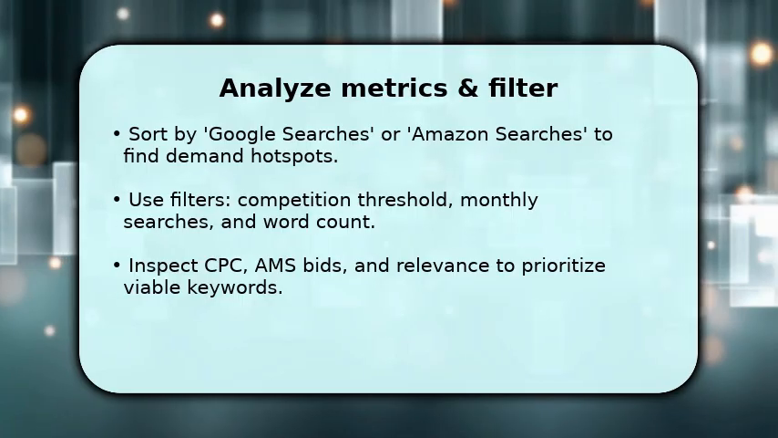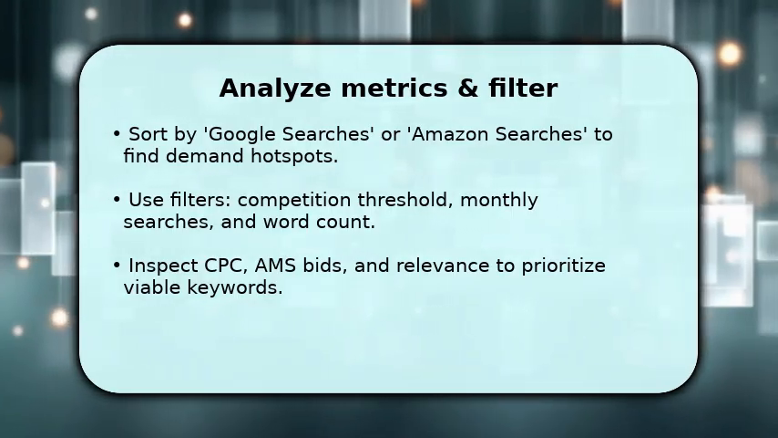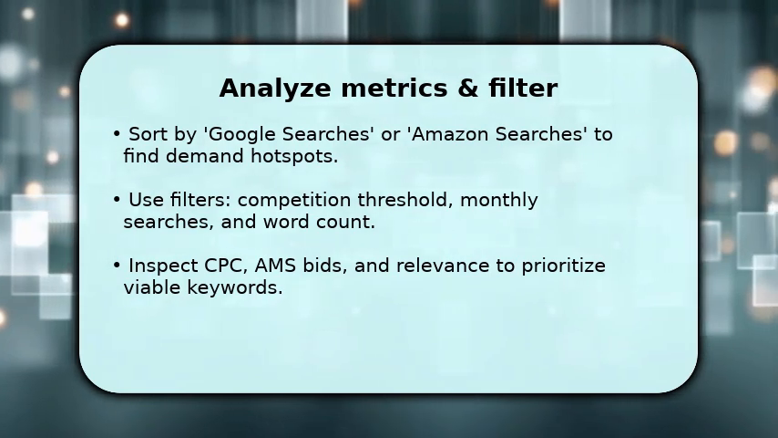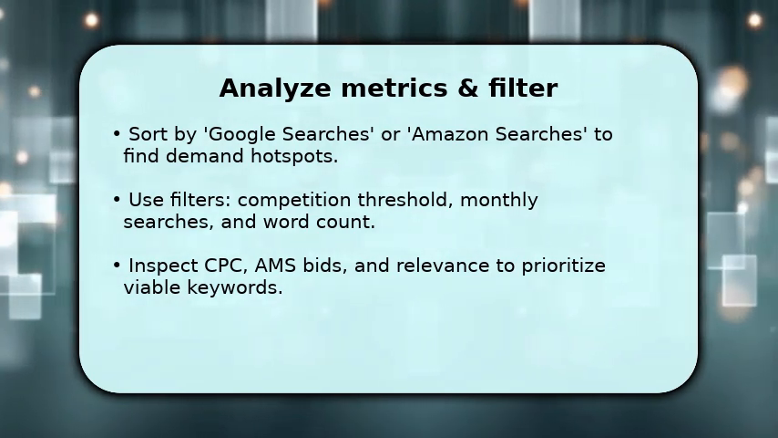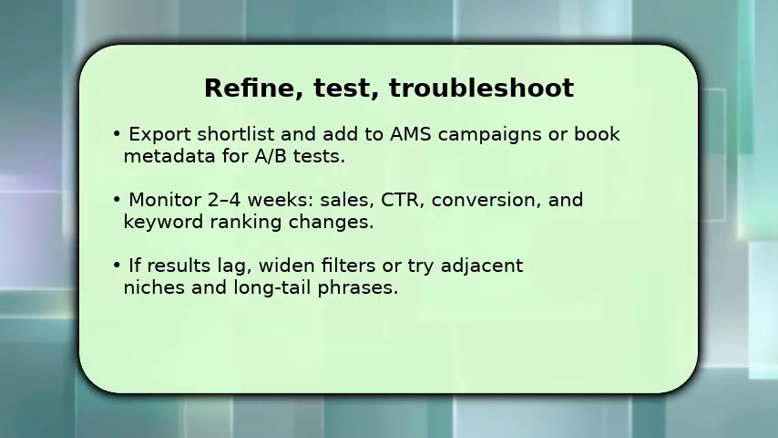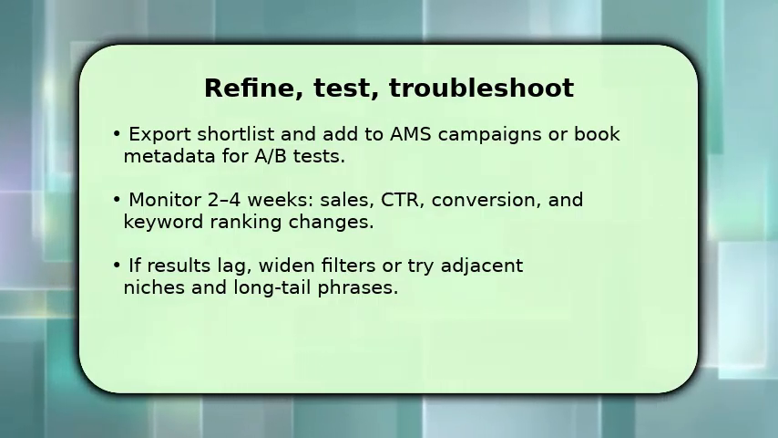Make sure to mark or export promising keywords. This creates a shortlist you'll test further in ads or book. Finally, refine and validate your choices through testing. Export the shortlist and add top keywords to AMS campaigns and your book's metadata for real-world feedback.